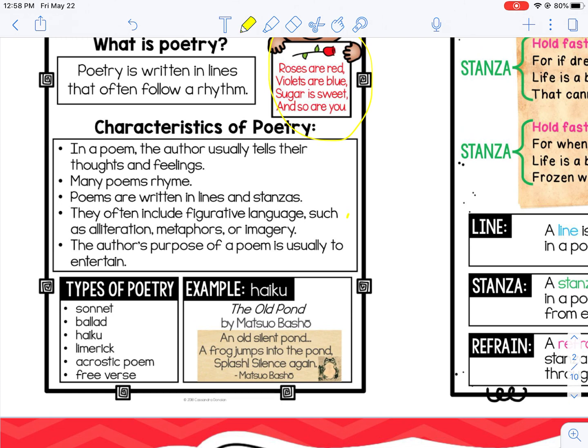And then there's different types of poetry. We've got sonnets, and ballads, and haikus, and limericks, acrostic poems, that's when we tried, and free verse. That's what Jack writes in. And then we have haikus, which talk about syllables. So this is an example of a haiku. The Old Pond by Matsuo Basho. An old silent pond, the frog jumps into the pond, splash, silence again. And it's just counting of syllables.